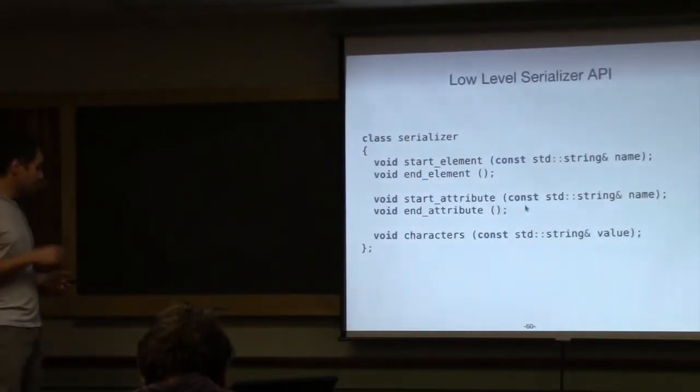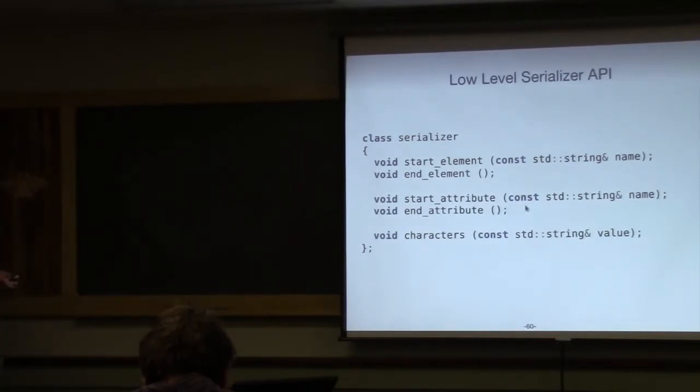Okay, the next chunk of the serializer API, again, I'll just let you gaze at it, and I think it doesn't require any explanation. Okay, question? What do you do if start element is called before an end attribute? You'll get an exception. Okay, invalid sequencing. Okay, pretty clear.